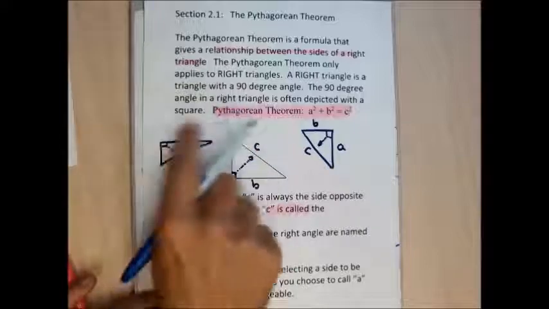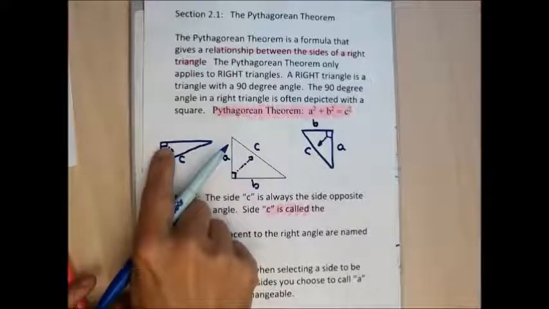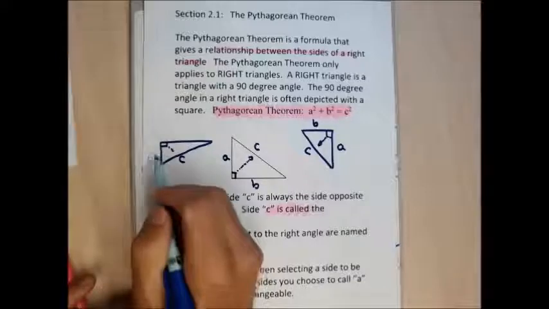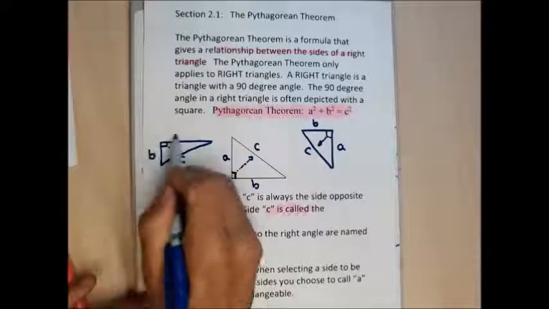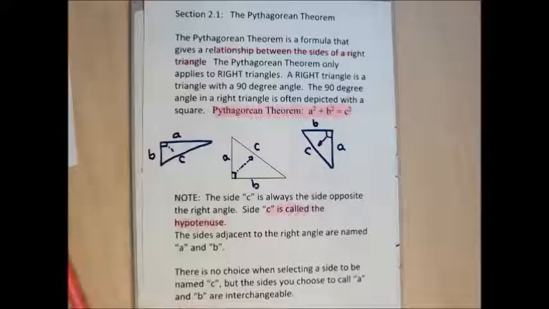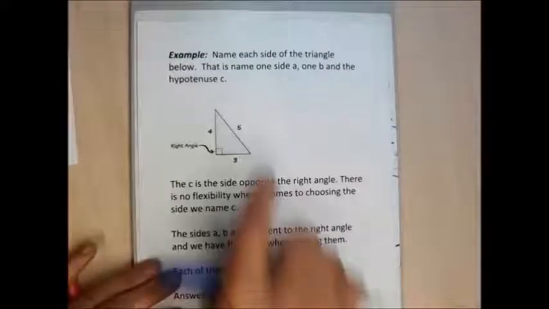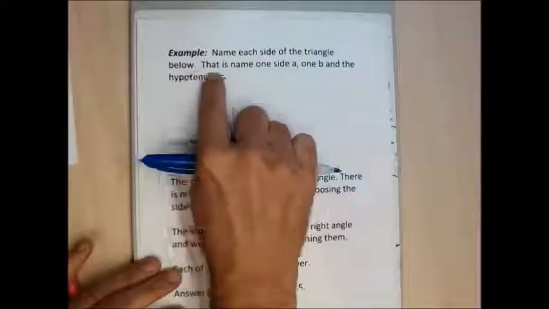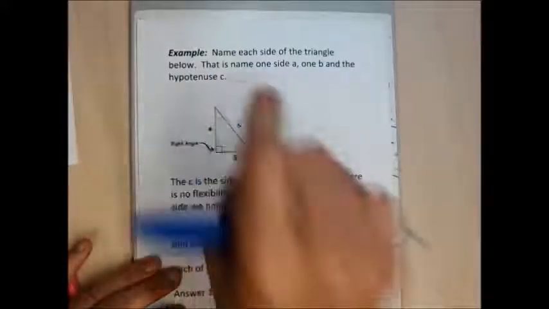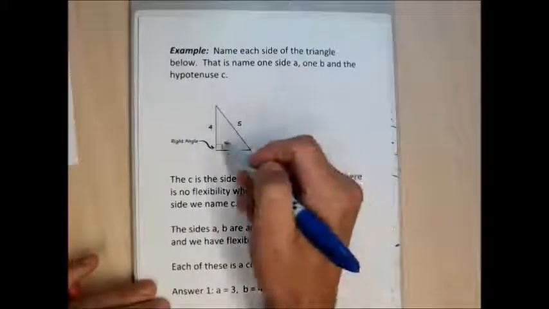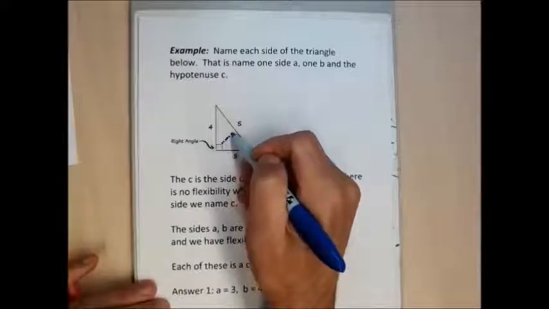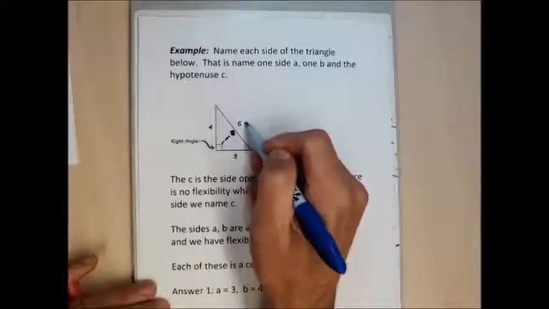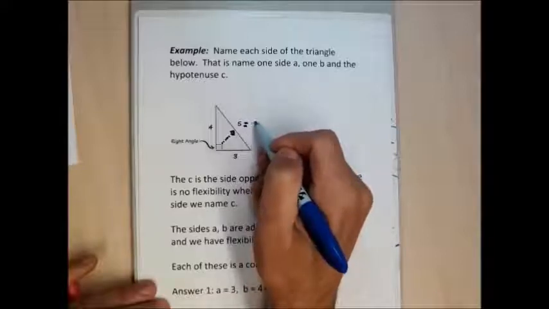So the sides that are next to or adjacent to the right angle, it really absolutely doesn't matter which one you call A and which you call B. So that's kind of everything on the first page, probably a lot of which you've already known. So, example, name each side of the triangle. That is, name one side A, one side B, and the hypotenuse C. The only side I don't have flexibility on is the hypotenuse. So in this particular problem, the hypotenuse is going to be C.